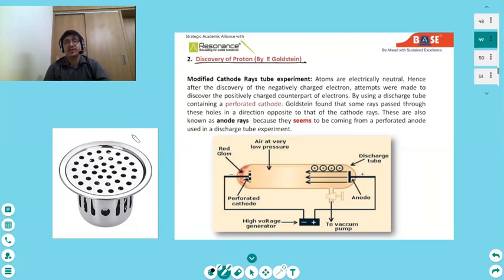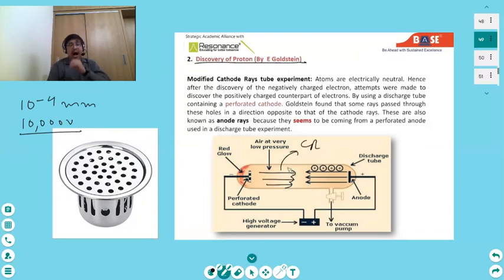The condition Goldstein has also kept the same, that air at low pressure will conduct electricity. So the pressure he achieved was 10 to the power minus 4 mm of mercury, and the voltage he applied was 10,000 volt. So at this condition, he also noticed cathode ray, and the cathode ray was moving from cathode to anode. So this was cathode ray. After some time, he saw another type of ray, that is anode ray. Okay, I'll come to that. Let me just go to the theoretical content first.